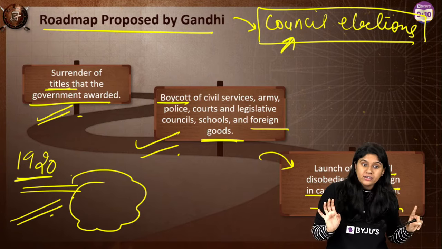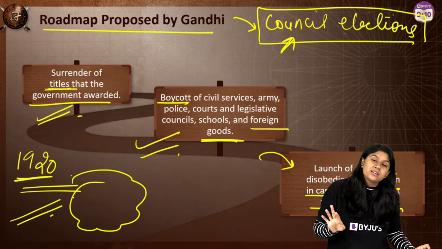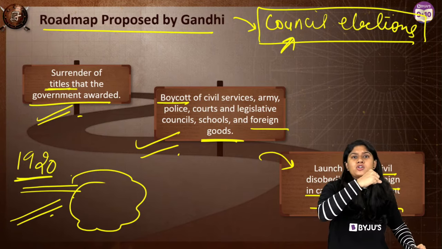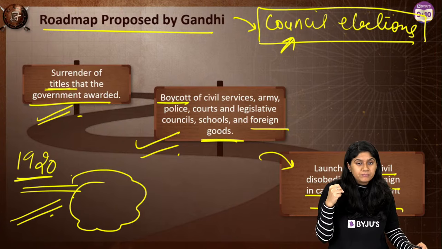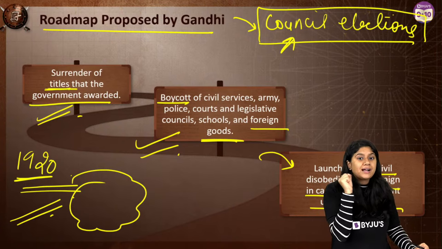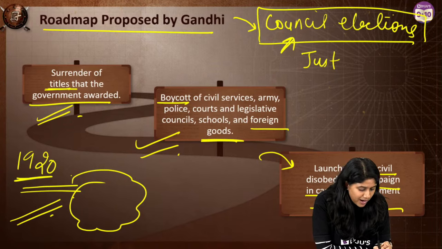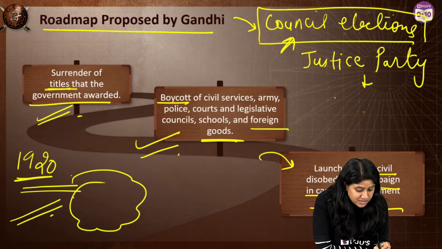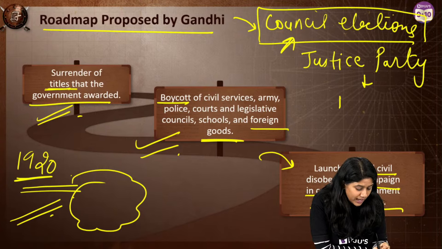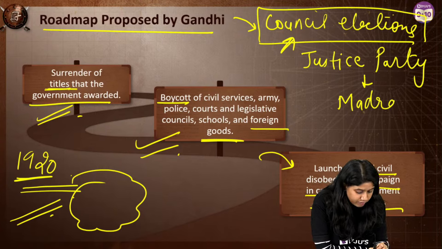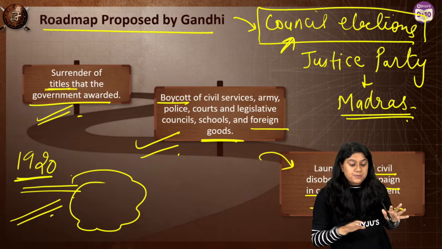Nobody did, right? Various parties were there. They thought that if we participate, we'll be able to control the political side of our country, and contribute. But Gandhiji said no to it. Only one party, the Justice Party of Madras. Everyone remember this name. So we have the Justice Party of Madras, they were the exception over here.